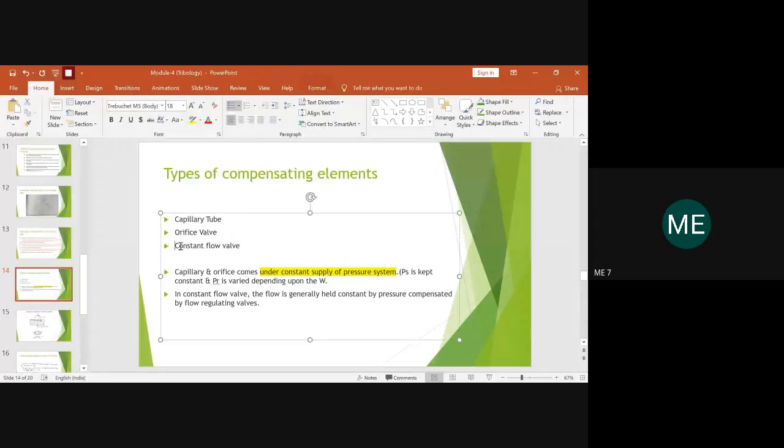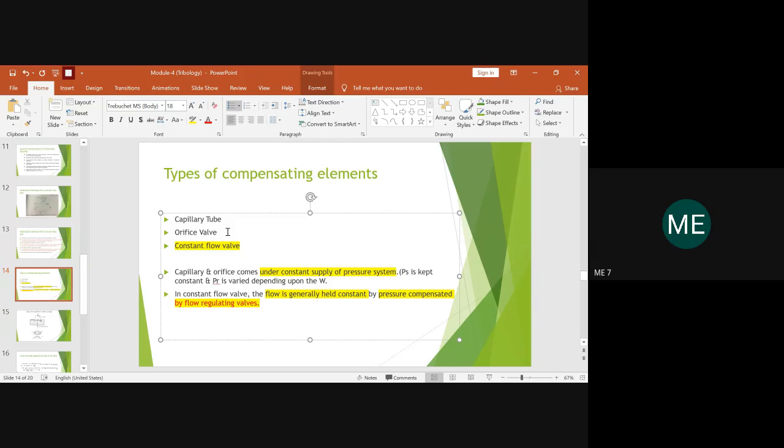And lastly, we have the last category, which is the constant flow valve. What happens in the case of a constant flow valve? Here the flow is generally held constant. But how? By pressure compensation. How are the pressures compensated? Here they use flow regulating valves. In the first one it is a capillary tube, in the second an orifice. In the case of the constant flow valve, they use regulating valves, which regulate the required amount of pressure. That is what happens in the case of a constant flow valve.